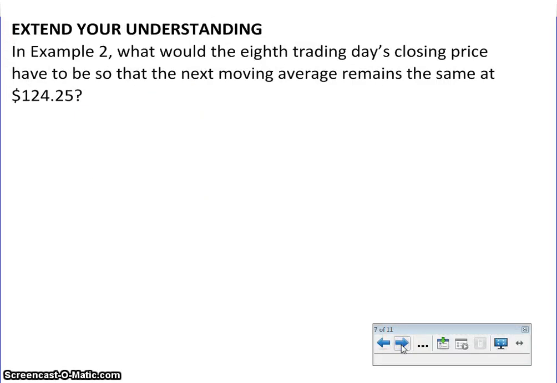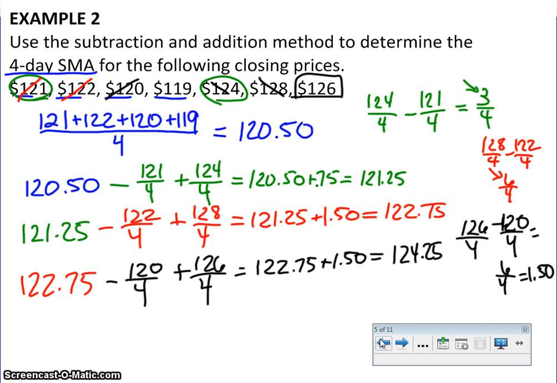Continuing on from our previous video, it says in example 2, what would the 8th day of trading closing price have to be so that the next moving average remains the same at 124.25? So let's go back to example 2. If we were to take 124.25, how do we ensure that it is going to be the same when we keep going here? It says its 8th closing day needs to be the same as the previous.